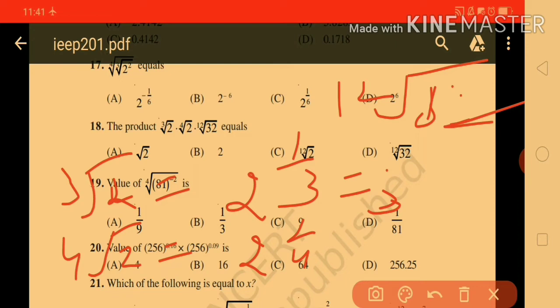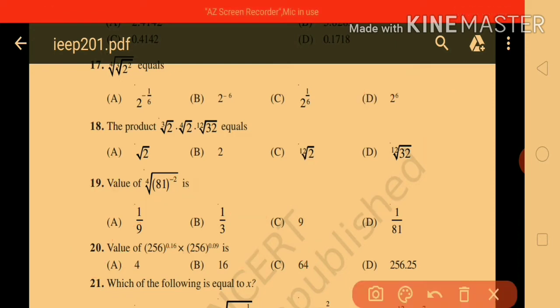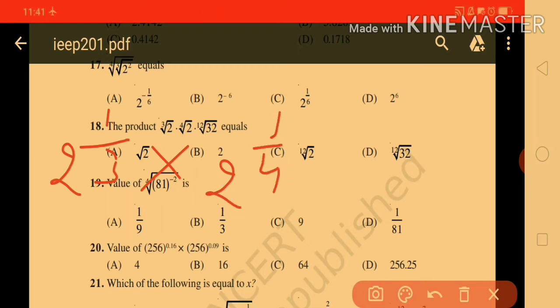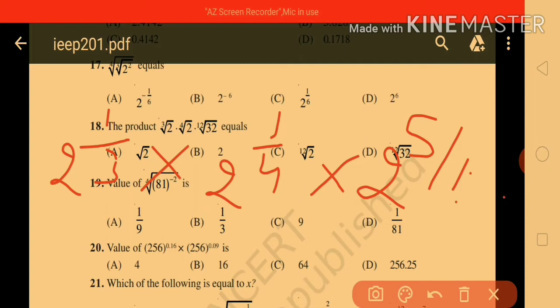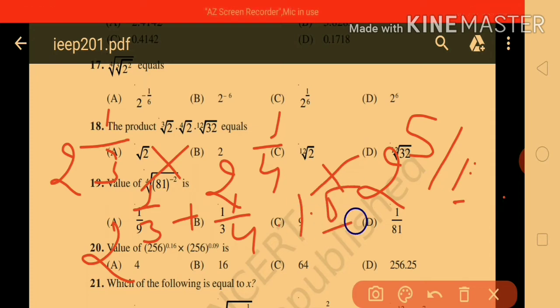Now multiply them. 2 raised to 1 by 3, multiply, this is 2 raised to 1 by 4, multiply, 32 can also be written as 2 raised to 5, so 2 raised to 5 by 12. See, all the bases are the same and multiplied, so you can add the powers. So it will equal 2 raised to 1 by 3 plus 1 by 4 plus 5 by 12.